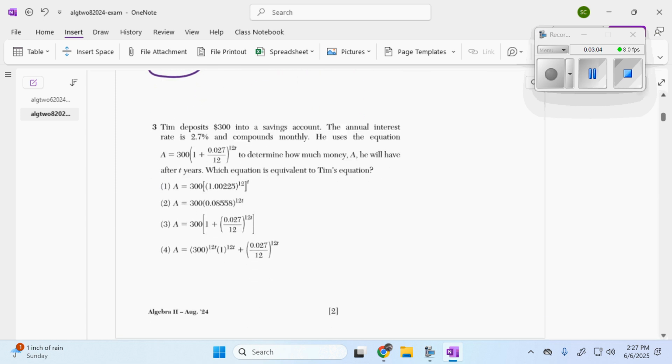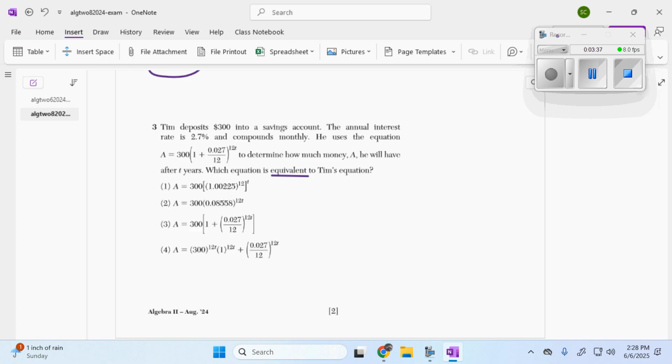Number 3 talks about this guy named Tim. He has $400 in a savings account, compounds monthly, and they even are so nice and they give you the compounding monthly formula plugged in and ready to go. Now, it wants us to know which one is equivalent to Tim's equation. So if we're talking about equivalent, we want to make sure that whatever we did to manipulate this equation would get us back to the original one. Another quick trick on multiple choice, if you see this word, you can graph the original function and your choices and just see which ones match.